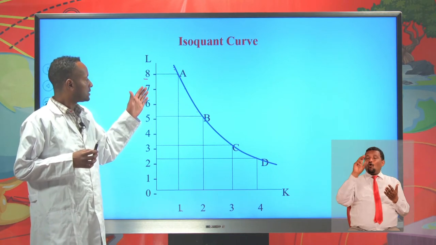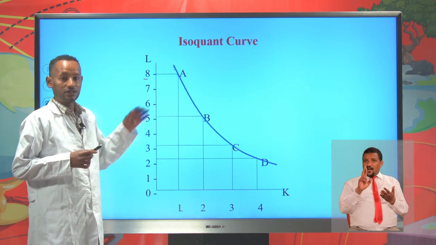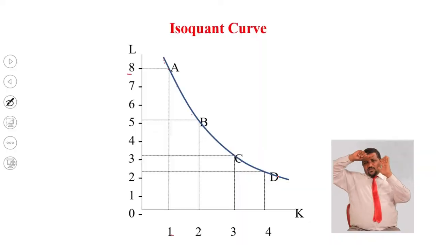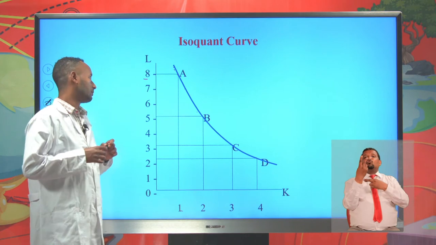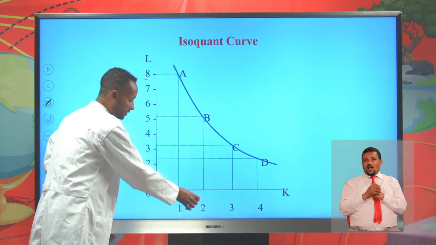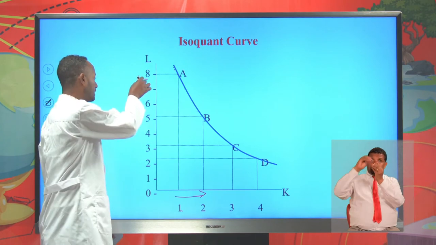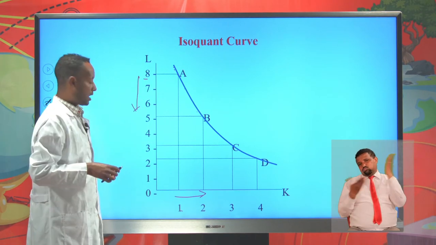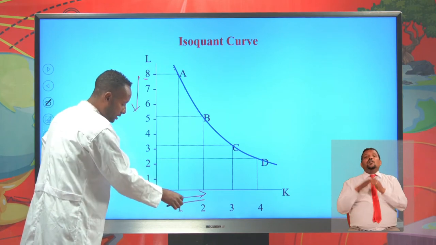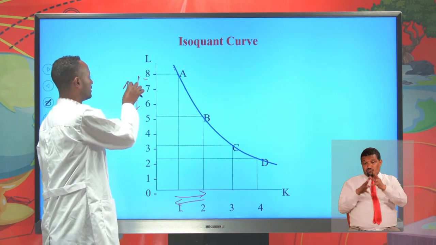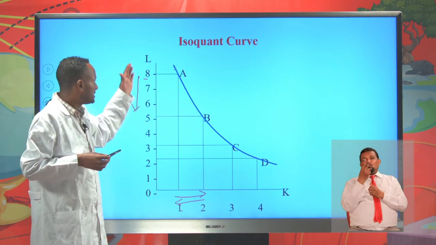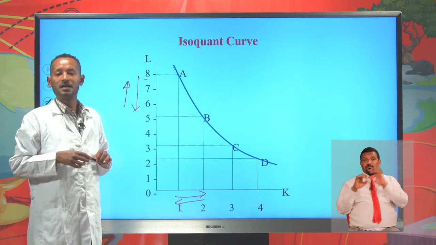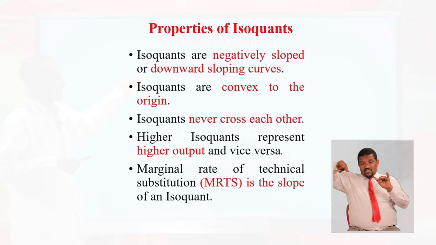First of all, isoquants are negatively sloped. Isoquants are downward sloping curves because there is an inverse relationship between the two variables, capital and labor. As we increase employment of the variable input capital, we are reducing employment of the variable input labor. As we reduce employment of capital, we are increasing the variable input labor. So due to this inverse relationship between the two variables on the x and y axes, the slope of such a curve is negative.